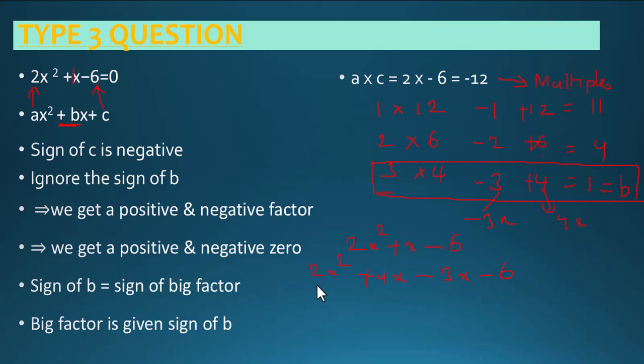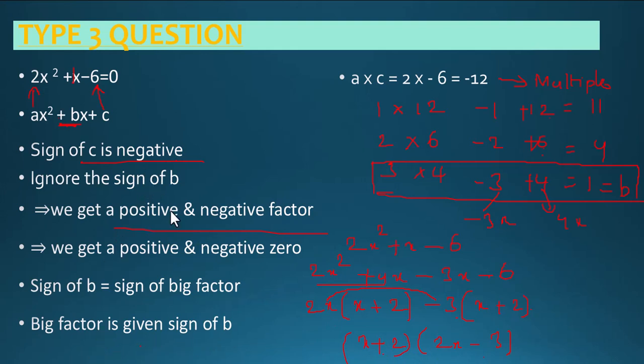For the first two terms you can take 2x common, then x plus 2 goes inside the bracket. Here, with the minus sign, we take minus common, and 3 also we can take common, so inside the bracket it goes x plus 2. So x plus 2 is a common factor. Then 2x minus 3 becomes another factor. So whenever the sign of c is negative, compulsorily we will get a positive and a negative factor. I hope it's clear to you.